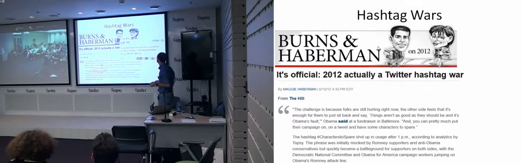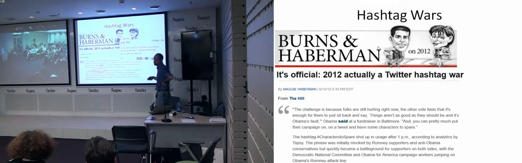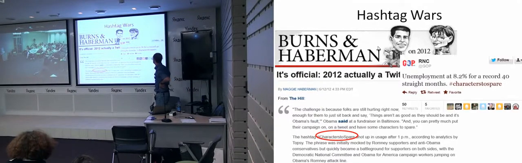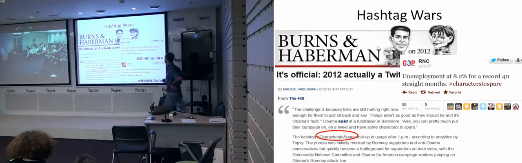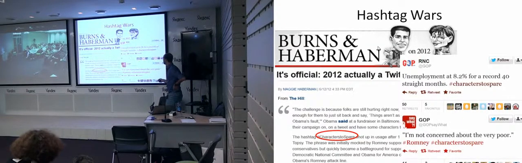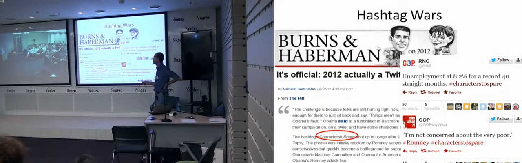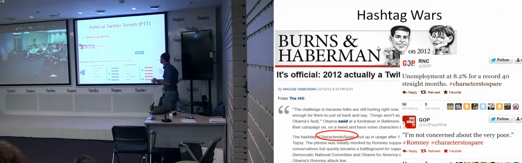So let me show you two examples. Here, somebody politically right-leaning is using the hashtag, characters to spare: unemployment at 8.2% for a record 40 straight months, right? That's Obama summarized, and you even have some characters to spare, right? And then, of course, the left fights back with tweets such as this: this is an honest, literal quote, I'm not concerned about the very poor, Mitt Romney, characters to spare, right? So both sides try to pull this hashtag towards their own meaning. They're trying to define the terms that are being used to discuss politics, right? It's kind of like some big brother speech that they're trying to define.